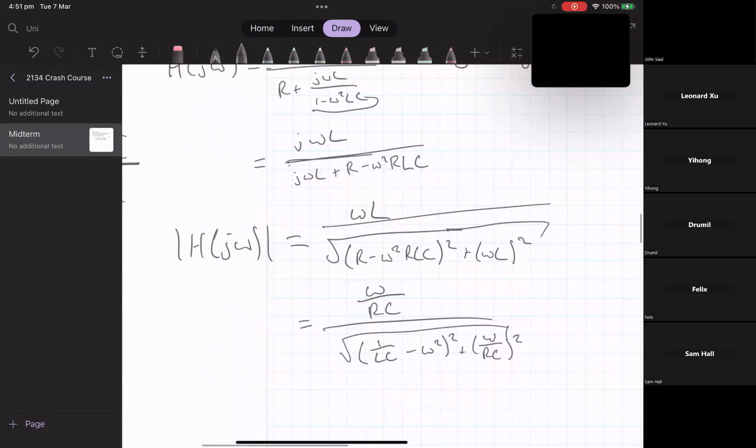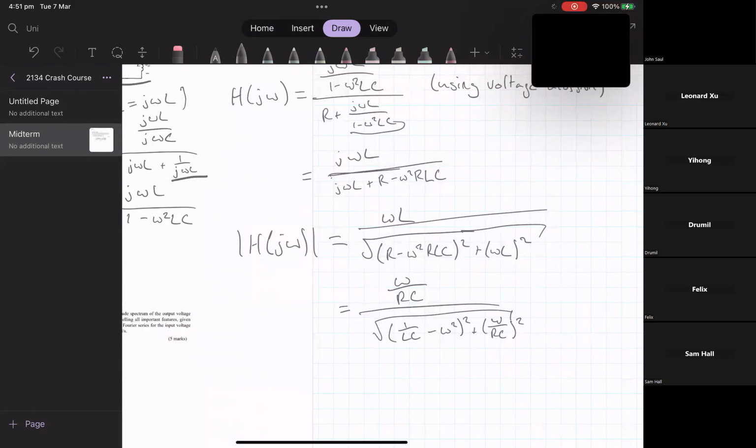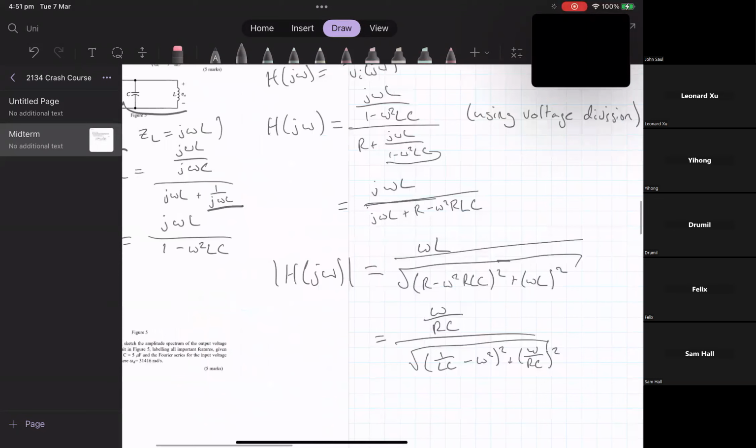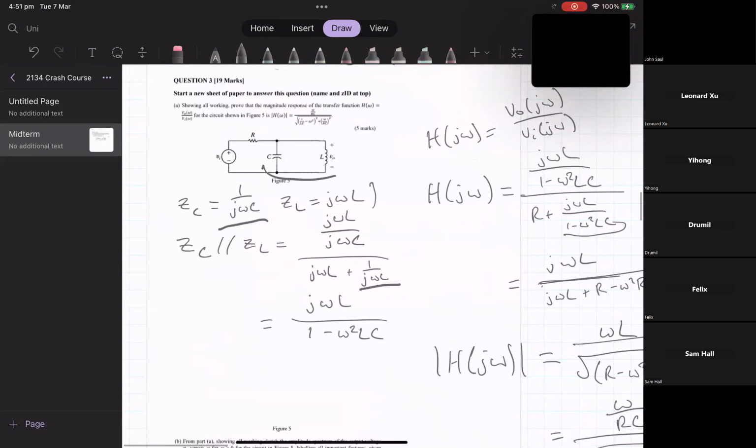Is anybody confused about how either we found the magnitude or the transfer function? No, good. And that's it for A.